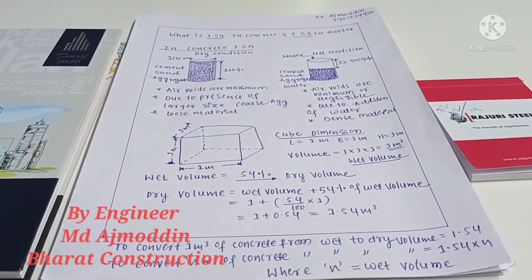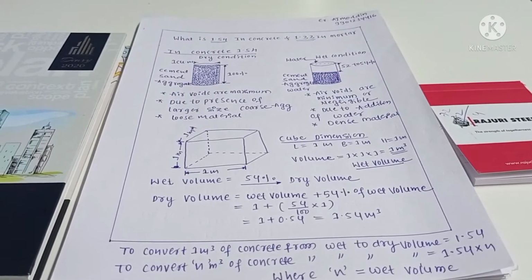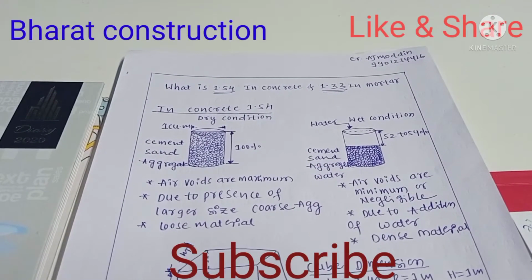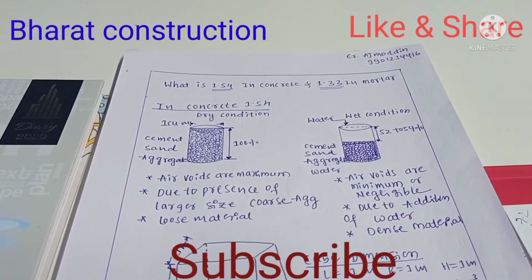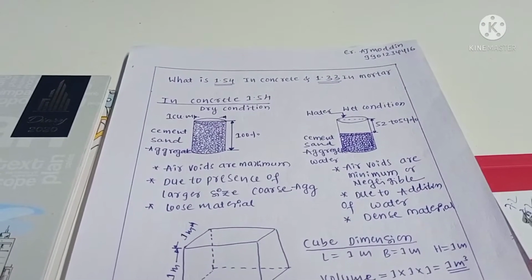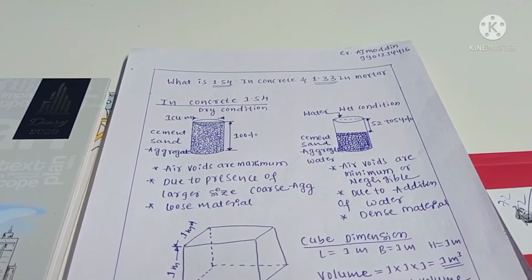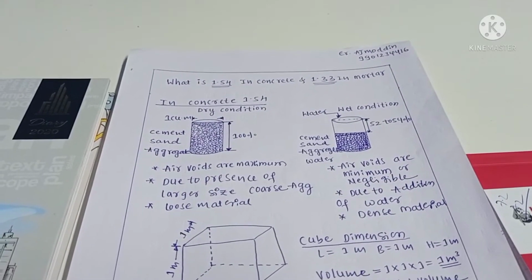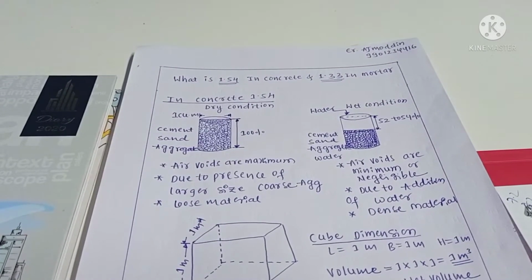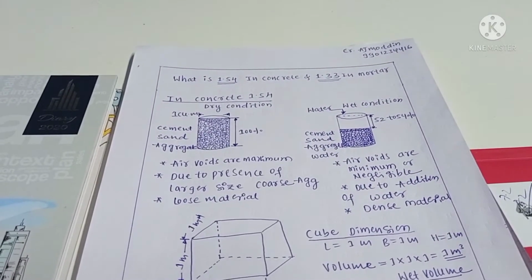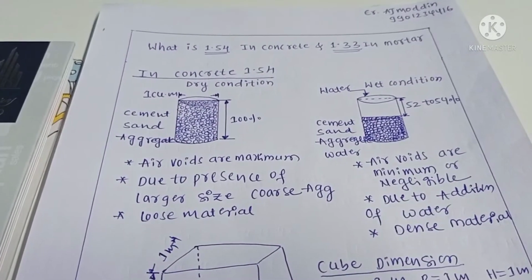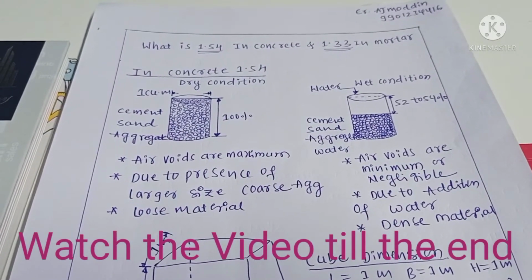Friends, in this video I am going to discuss why we have to take the 1.54 factor while calculating the ingredients of a concrete with respect to its grade or mix ratio. I will explain why we have to take the 1.54 multiplying factor while calculating the ingredients of a concrete such as cement, sand, aggregate. That concept I will explain with respect to two conditions. The first condition is the dry condition, the second one is the wet condition.